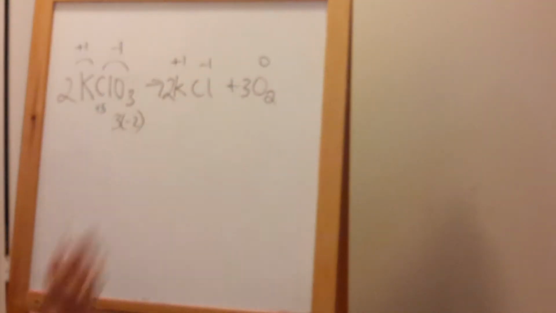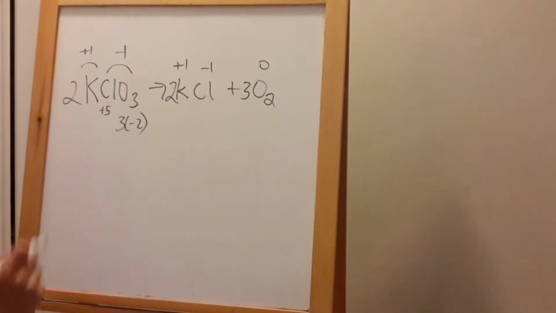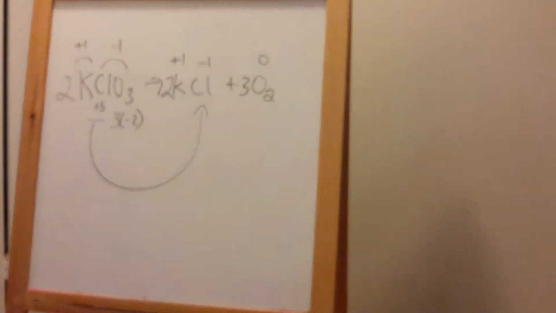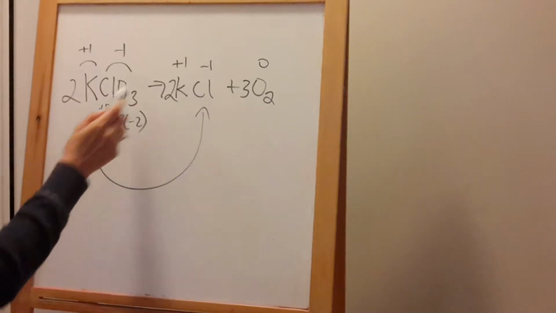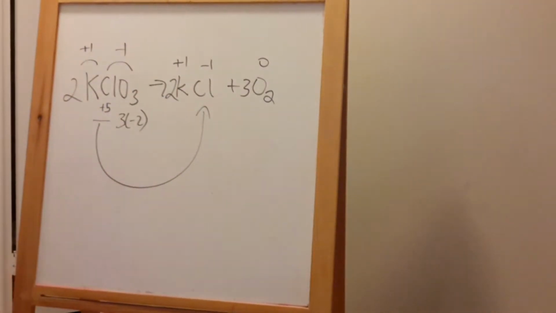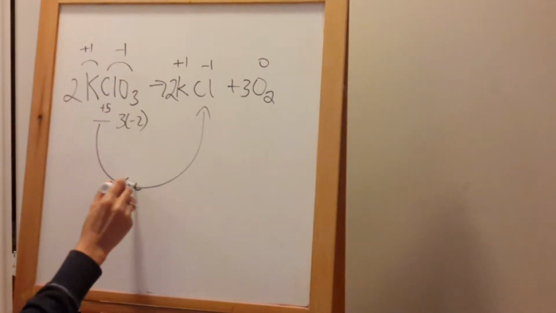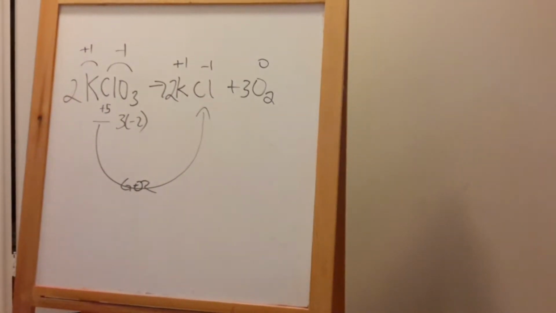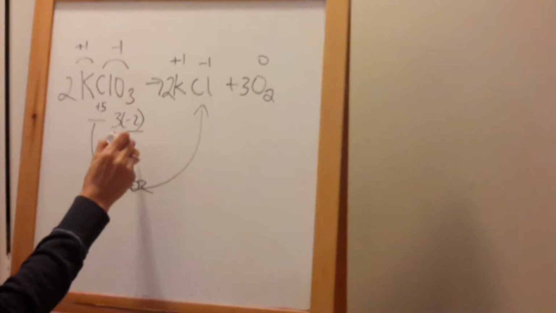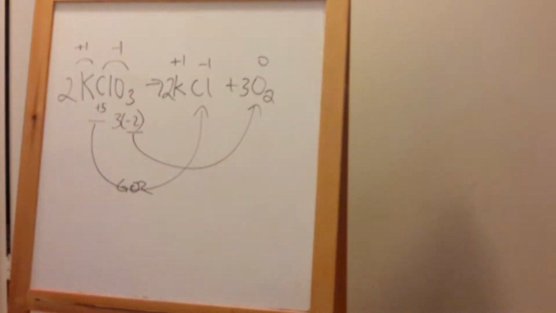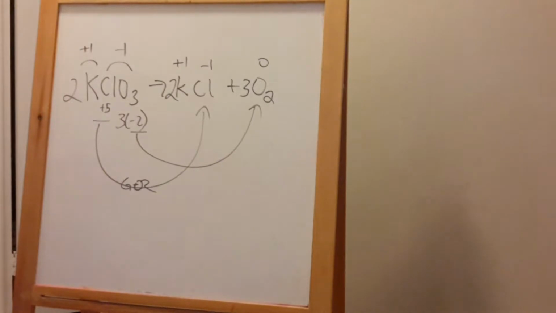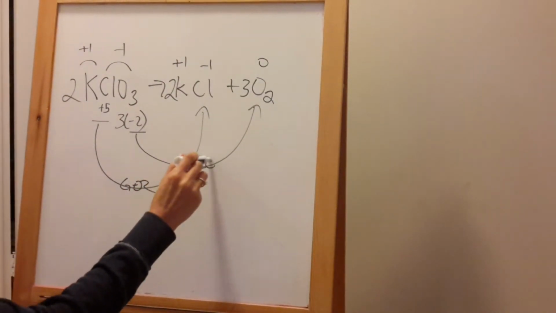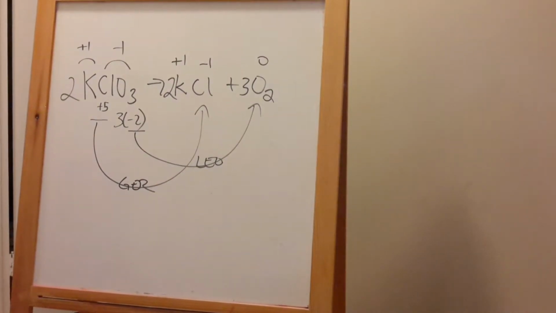Oxygen, neutral, diatomic. As you can see, chlorine goes from +5 to -1. Because its oxidation number is decreasing, it's becoming more negative, it's gaining electrons. So we call that GER. Gain of electrons is reduction. And oxygen, on the other hand, is -2, and it's becoming more positive. It's going up the number line, from -2 to 0 each oxygen. So it's losing electrons. That's the LEO. Loss of electrons is oxidation.